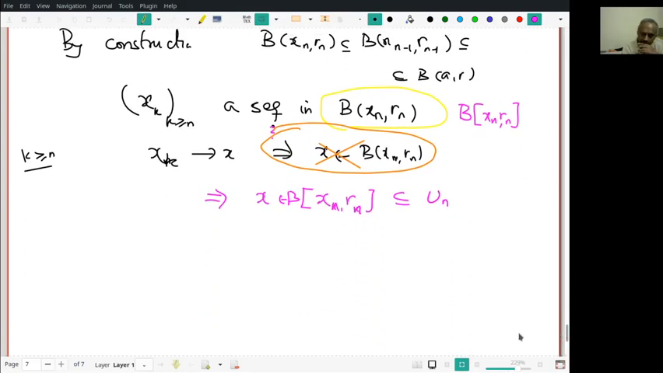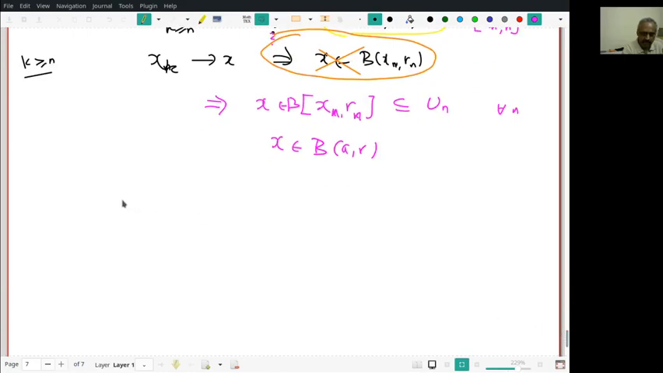You follow that? Therefore x belongs to Un for every n. And remember, by my choice all these closed balls B(xn, Rn) intersection U1 intersection Un etc. are also contained in V. Therefore x also belongs to V. That implies the intersection of Un is not empty.